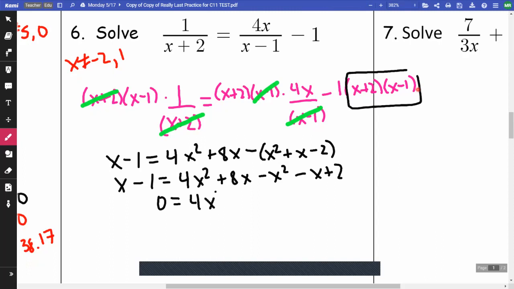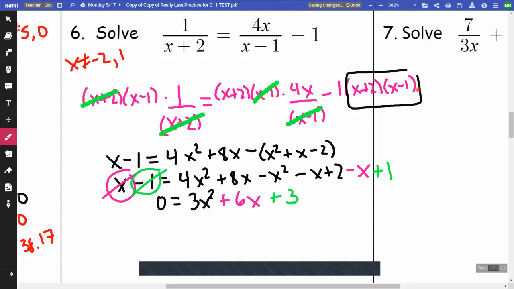So 4x squared minus x squared is 3x squared, and then I am going to have this, which is going to become a minus x over here. So that is going to be a 6x total. And here, this minus 1 is going to become a plus 1 over here. So that is going to give me a plus 3.